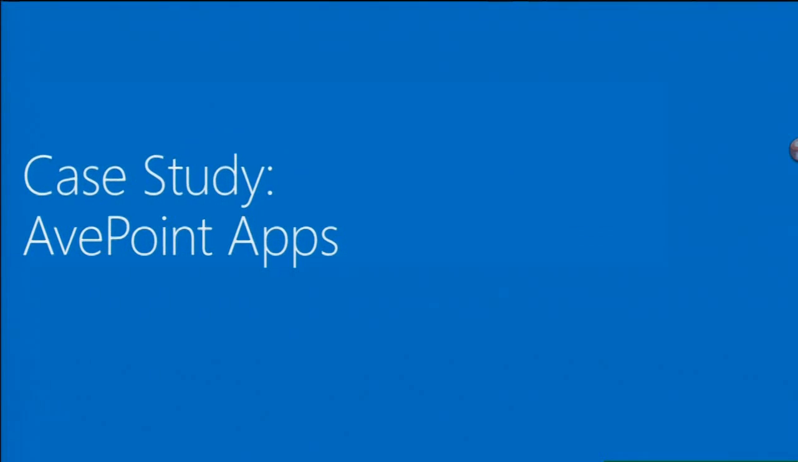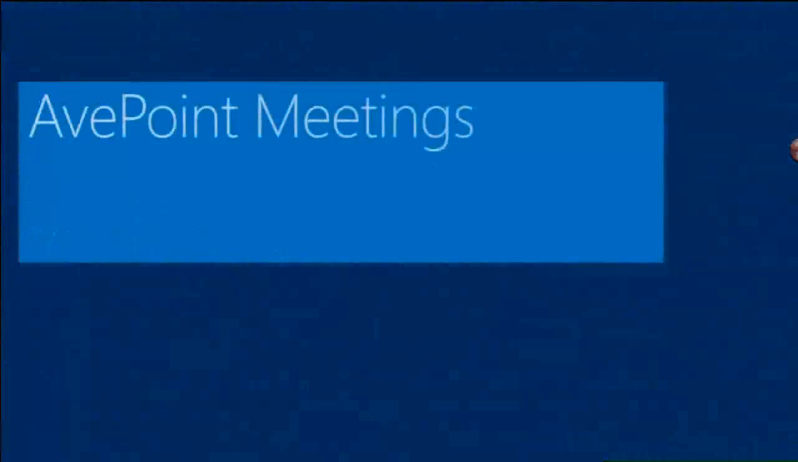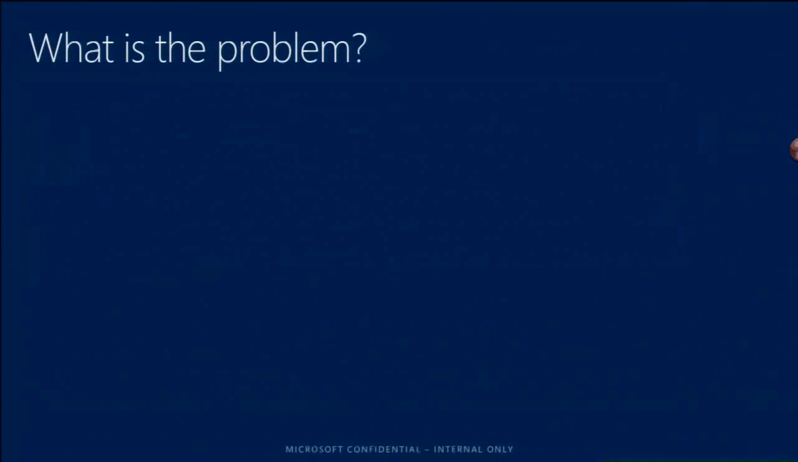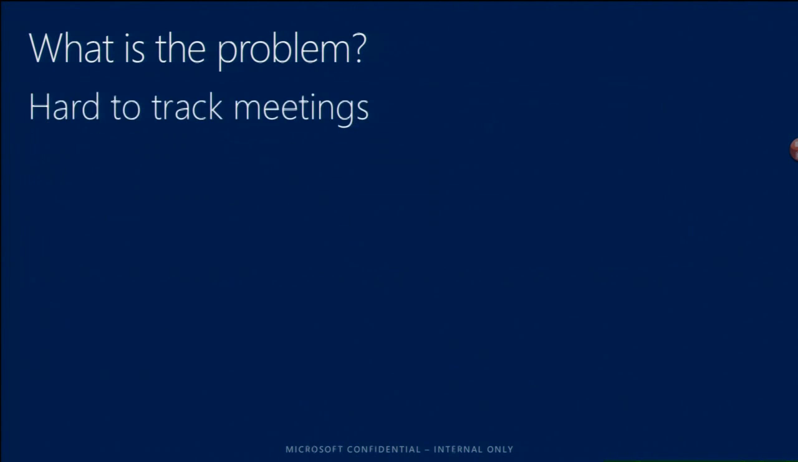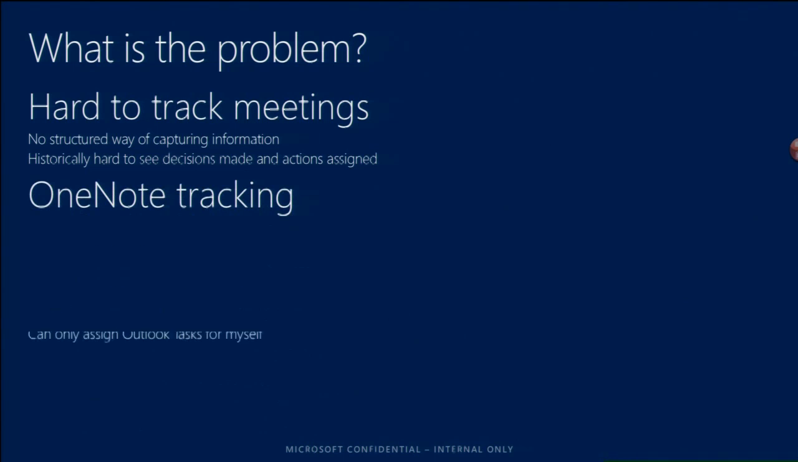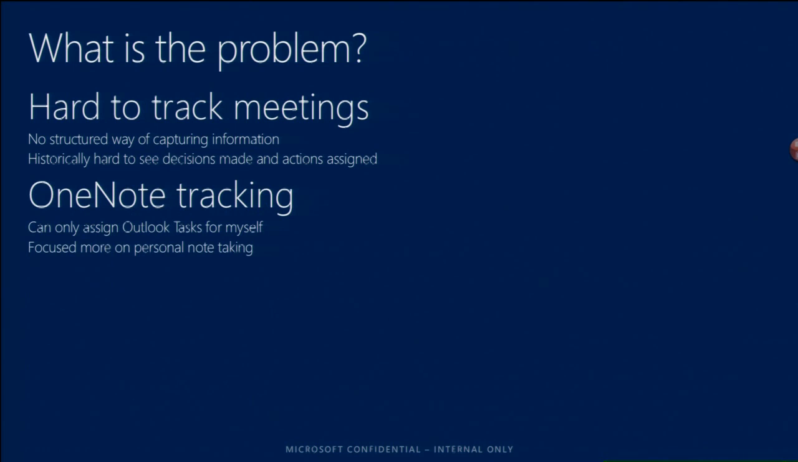So just quickly from our app's perspective, I'm just going to jump in and discuss why we built this app. We found it very, very hard to track meetings within our own organization, and we saw that everyone was using OneNote, and people were using different structures and weren't able to assign actions to other people. It's very easy for me to assign an action in OneNote to myself, but it's not easy to assign other people. People are using OneNote, but they're doing it more from a personal perspective rather than a shared team note-taking.